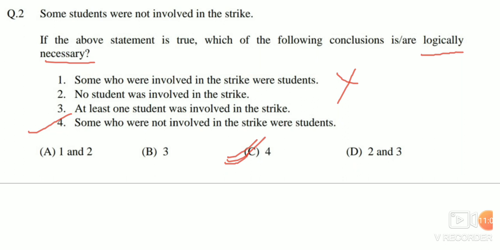Here the options are: some who were involved in the strike were students. From the statement, it is not saying anything about this first option, so it's wrong. No student was involved in the strike. It is also not supported. At least one student was involved in the strike. It is not saying that either. We cannot infer. But for the fourth option, some who were not involved in the strike were students. Some students were not involved in the strike. It is saying directly that some who were not involved in the strike were students. This is the answer to this question. So the answer is 4.